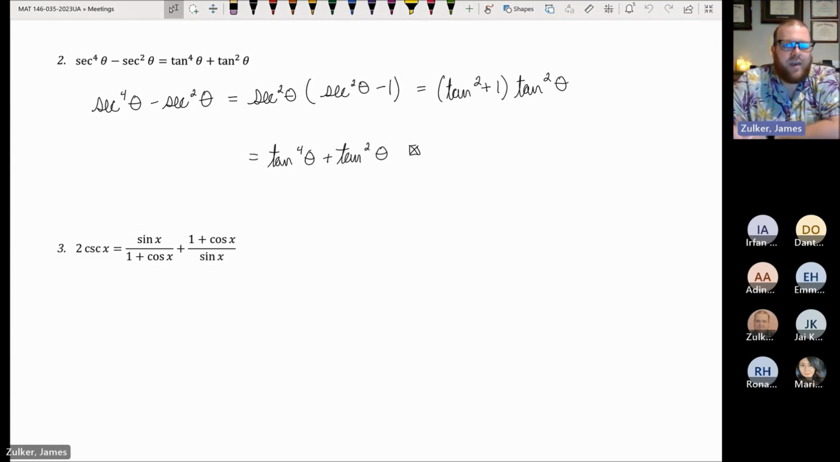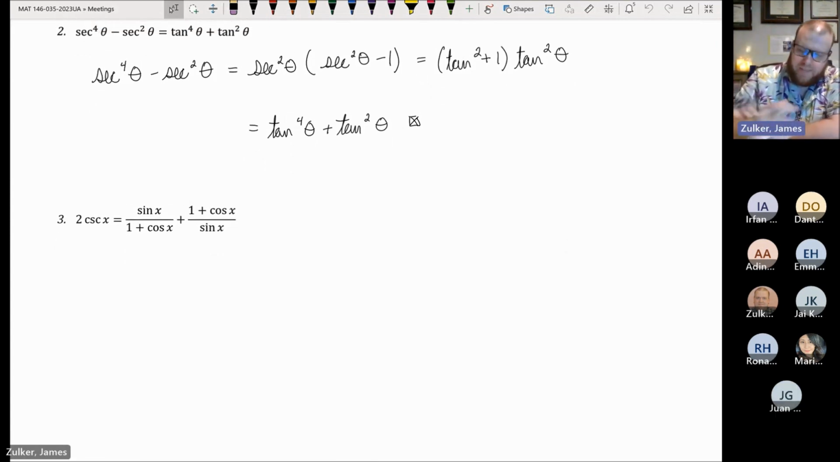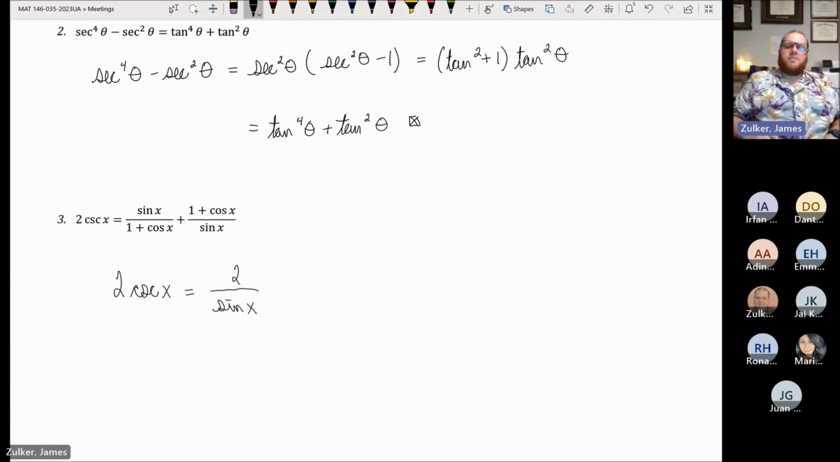Next, 2 cosecant of x equals sine of x over 1 plus cosine plus 1 plus cosine over sine. Let's start with 2 cosecant. That's going to be 2 over sine.